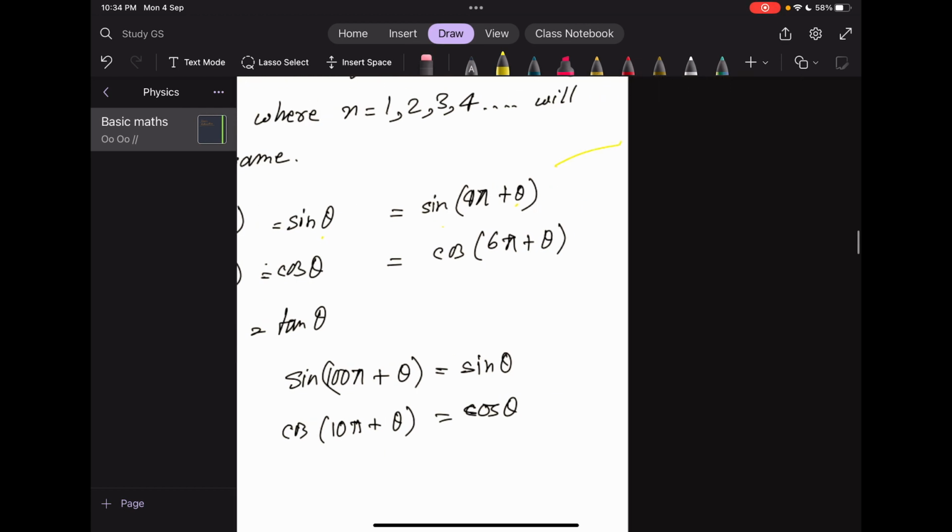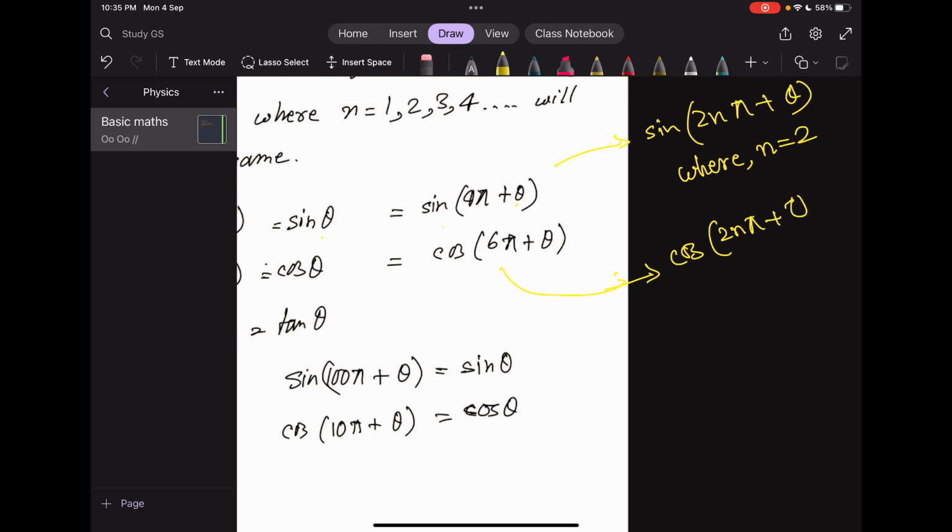Now 4 pi means sine 2n pi plus theta, where n equals 2. Cos 6 pi means cos 2n pi plus theta, where n equals 3.